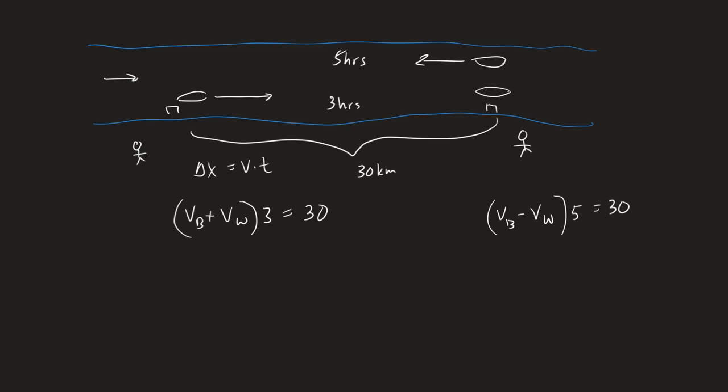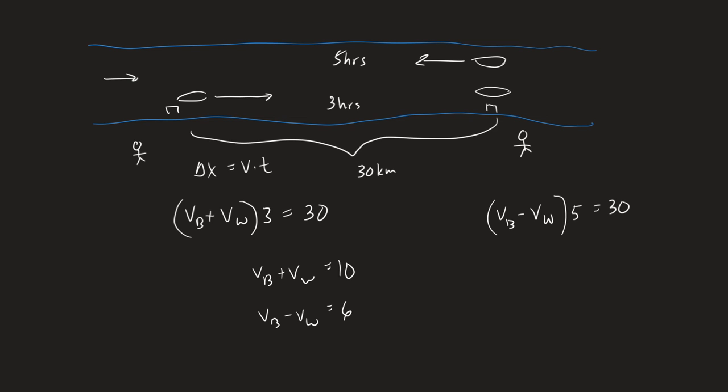We done yet? It's not terrible. Anybody who distributed the 3 and the 5 did it wrong. It could be done that way, but that's not the best way to do it. Because this one is velocity of boat plus velocity of the water equals 10. Right? Divide both sides by 3. And here, the velocity of boat minus the velocity of the water equals 6.